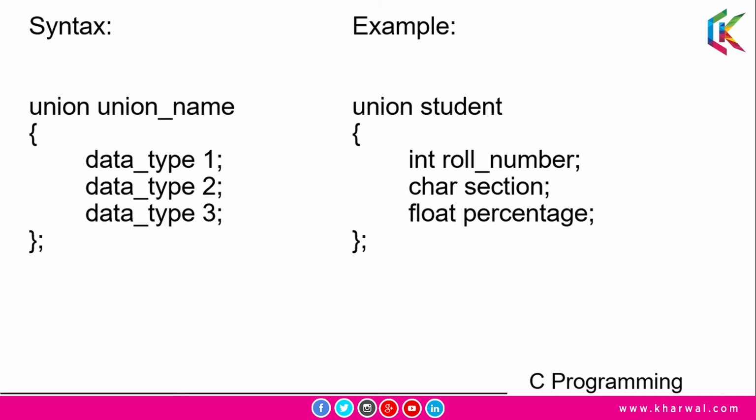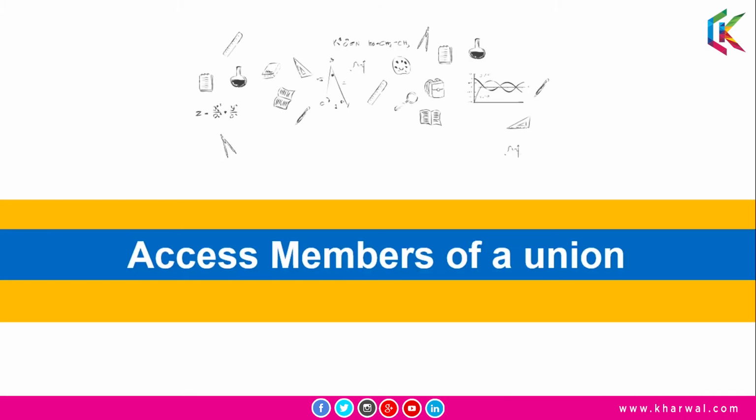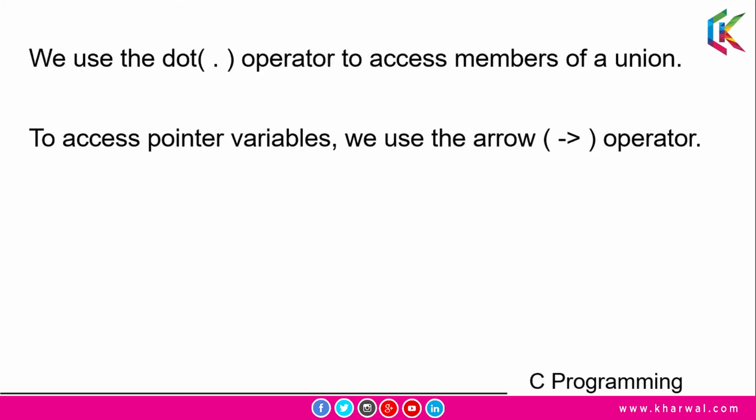Now moving forward guys, let's discuss how to access members of a union. We can use the dot operator to access the members of a union, and to access pointer variables we use the arrow operator. So guys, let's go ahead and discuss an example of union.